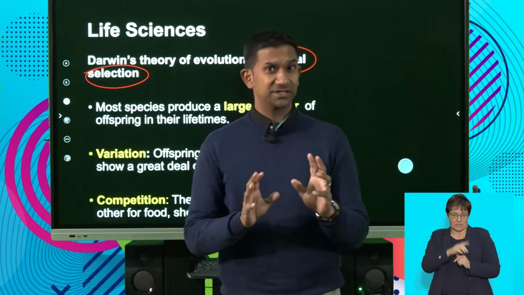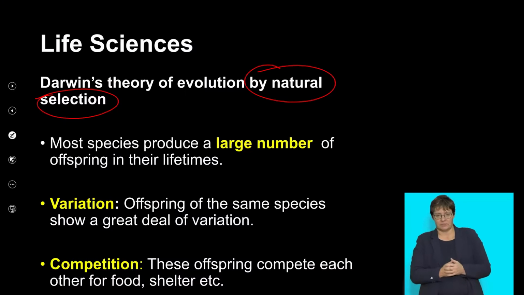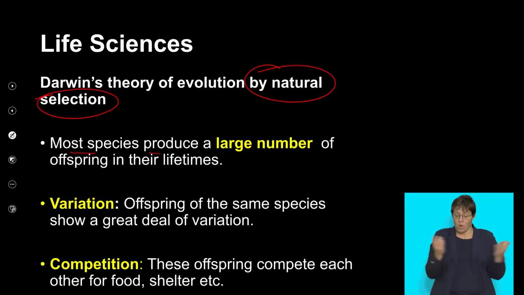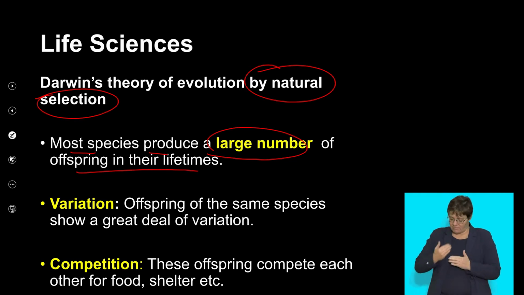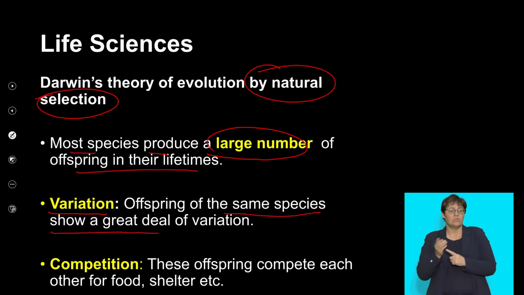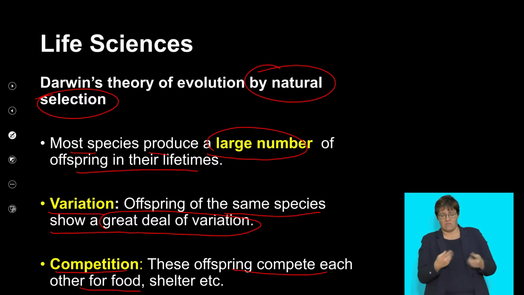Let's try and put that together as a review. As I mentioned, most species produce a large number of offspring throughout their lifetime. Amongst the offspring, there's variation. The offspring of the same species show a great deal of variation amongst them. As I mentioned, the third concept was that there is competition. The offspring generally compete with each other for food, shelter, resources, etc.